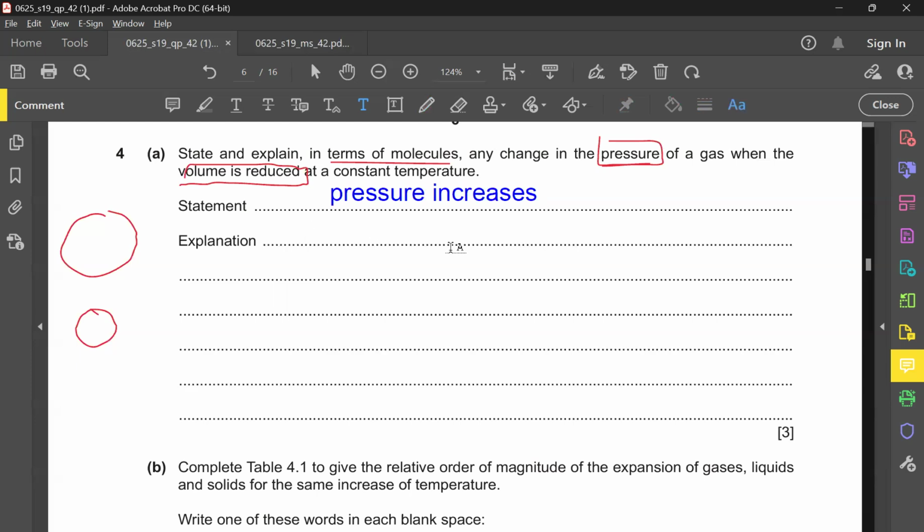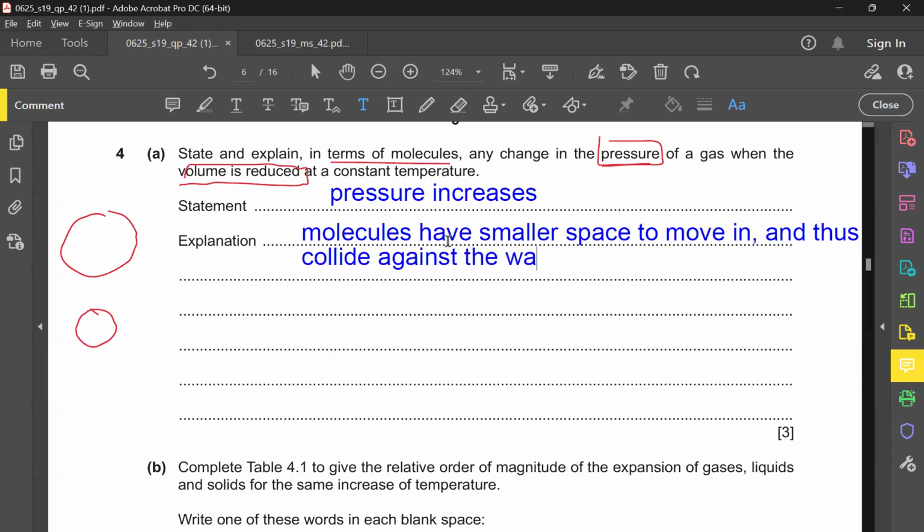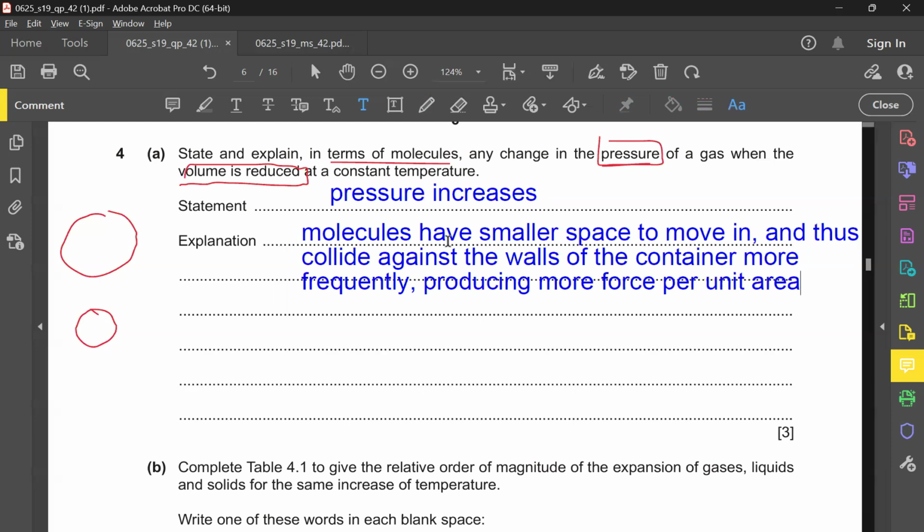Molecules hit against the wall more frequently. Molecules have smaller space to move in and thus collide against the walls of the container more frequently, producing more force per unit area and ultimately increasing pressure.